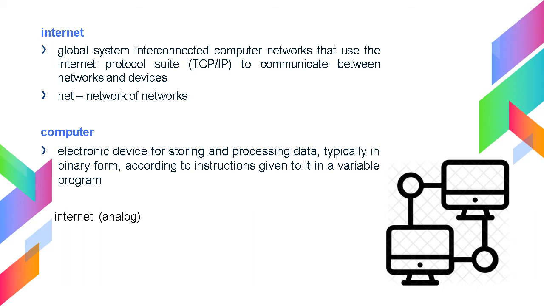The Internet understands analog data, while a computer only understands digital data. The computer translates analog data into digital data to process the instructions.